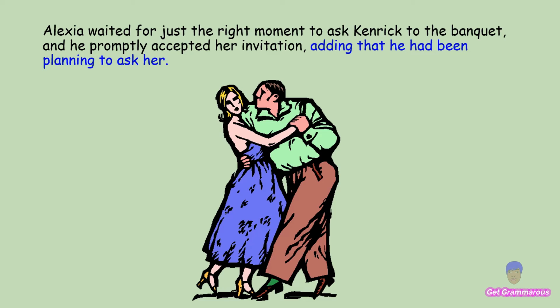Alexia waited for just the right moment to ask Kenrick to the banquet is the first independent clause. He promptly accepted her invitation is the second independent clause. These two clauses are joined by the conjunction and. That part of the sentence is the compound sentence. Adding that he had been planning to ask her is a subordinate clause. Because this sentence now has two independent clauses and one subordinate clause, it is therefore a compound complex sentence.